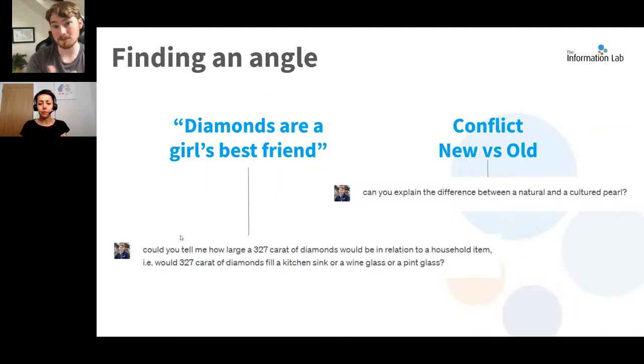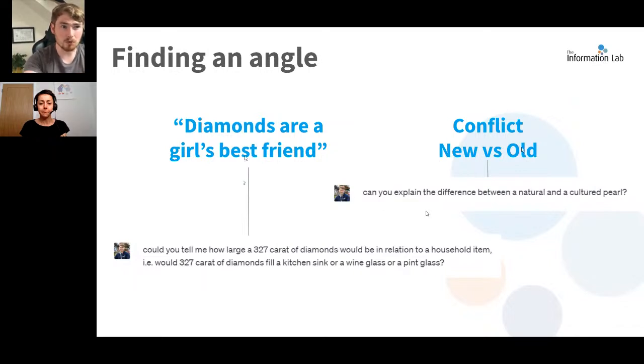So it was then about me taking that data set and trying to find my own different angle or perspective on the data as well. These came from two different ways. I was working with the diamonds data set, and I got reminded by my song that diamonds are a girl's best friend. I also had this idea when I was looking through the pearls data set about a conflict between old versus new. They had a split in there between natural pearls and cultured pearls.